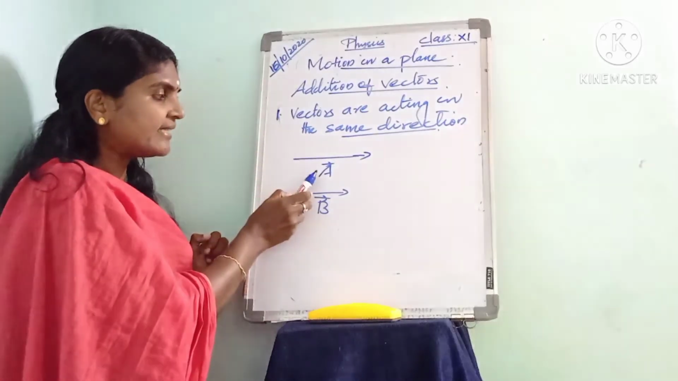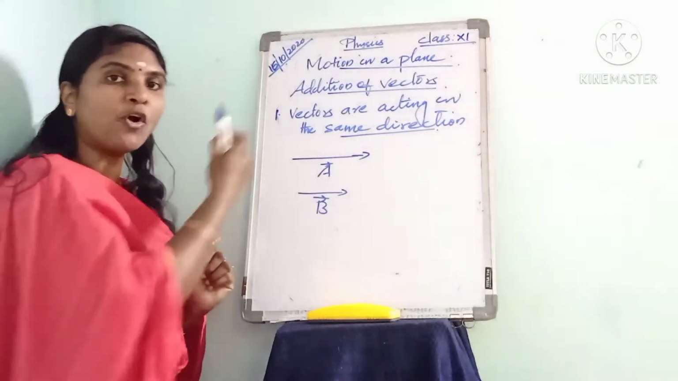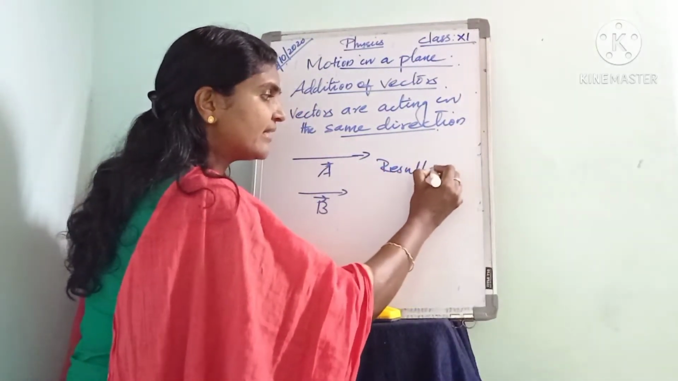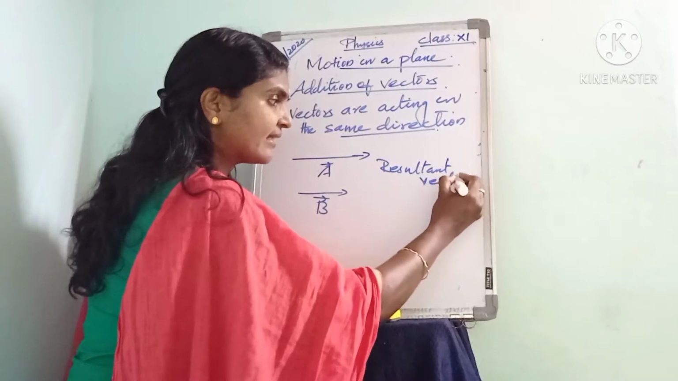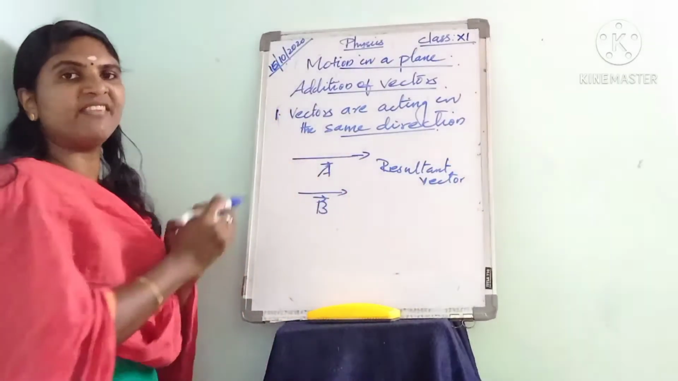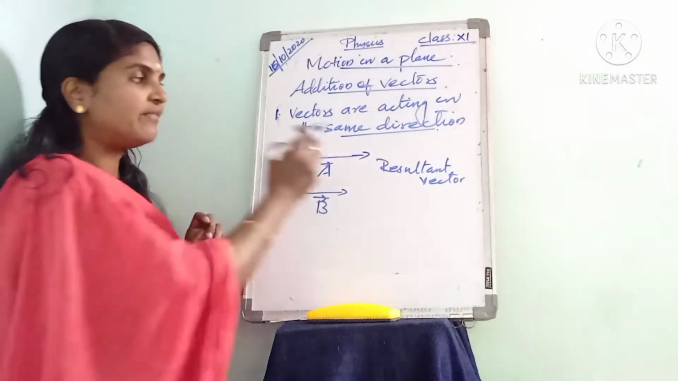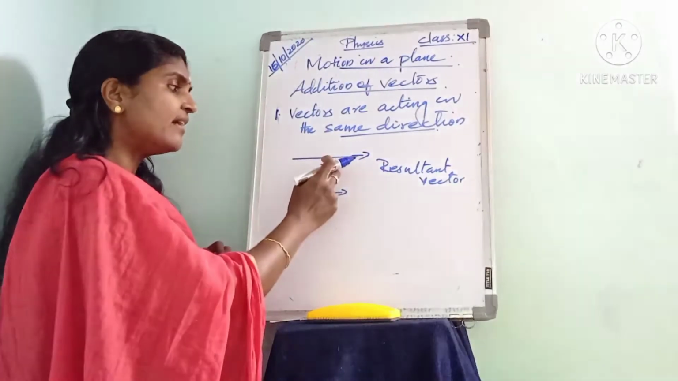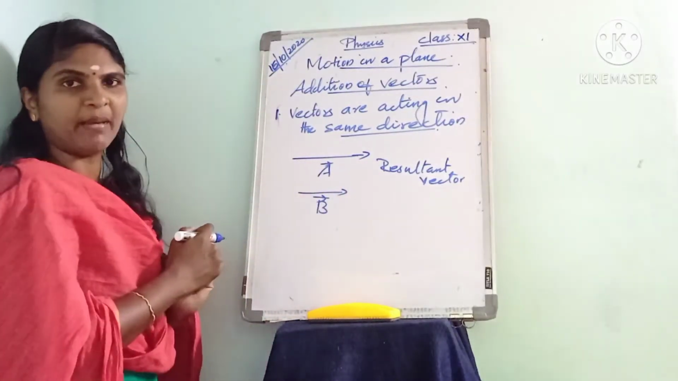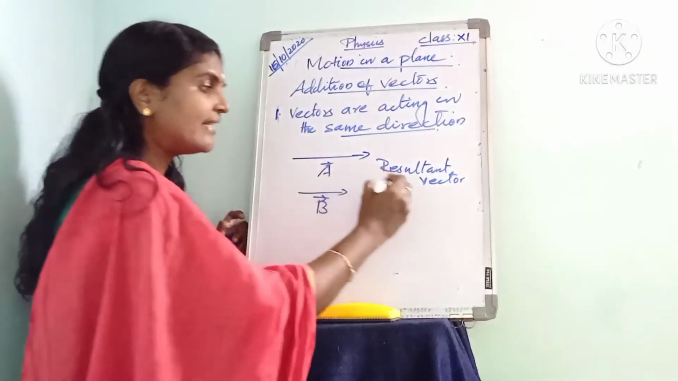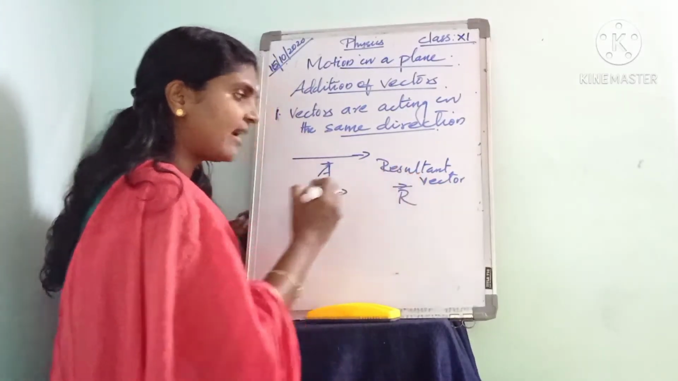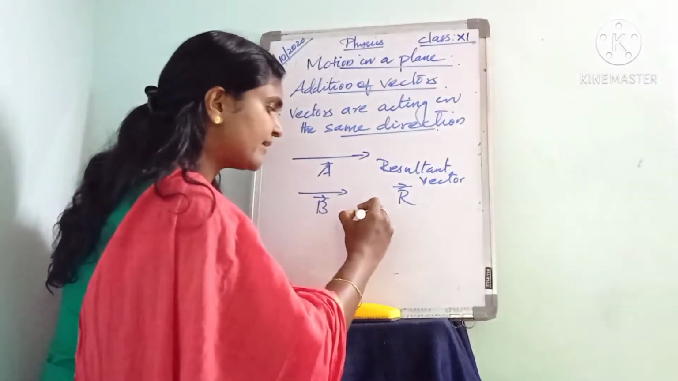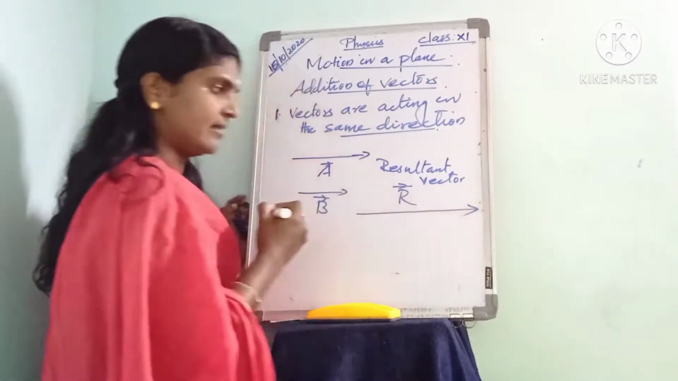Suppose when we add vector A with vector B, we get another vector, and that vector is called the resultant vector. When we add vector A with vector B, we get a new vector called the resultant vector, and it is represented as vector R.